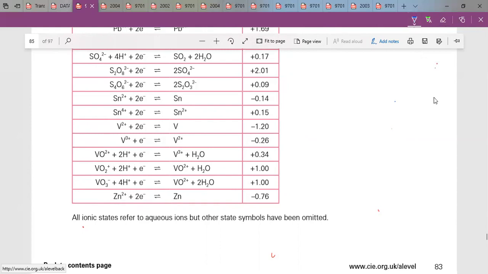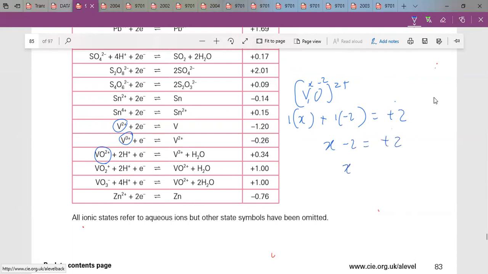Now, see, 1 plus is not very common. 2 plus, 3 plus, 4 plus. They ask you now VO2 plus. You look at the whole thing here. This is minus 2, so let's say it's X here. So it's 1 times X plus 1 times minus 2 is plus 2. So X is minus 2 going to plus 2. X is equal to plus 4. Remember, for oxidation state always put the plus first. Okay, plus 4.